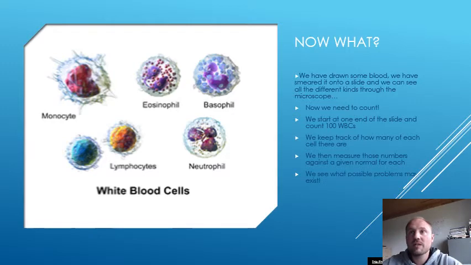So we've drawn some blood, we've made this smear, now we can see all the different kinds in there, and now we can count them. And in order to do that, we start at one end of the slide and count from left to right, bottom to top, all of the white blood cells, and we keep track of each individual kind until we've completed our 100 white blood cell count.